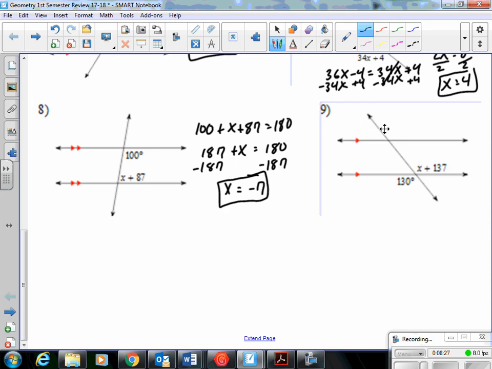And number 9, parallel lines again, but these are not on the 2 different intersections. They are straight across from each other at the intersection. So once again, we've got vertical angles, and vertical angles are congruent. Doesn't matter if lines are parallel or not because they're not on 2 different intersections. They're at the same intersection. So set them equal. X plus 137 equals 130. Subtract 137. And x equals -7.